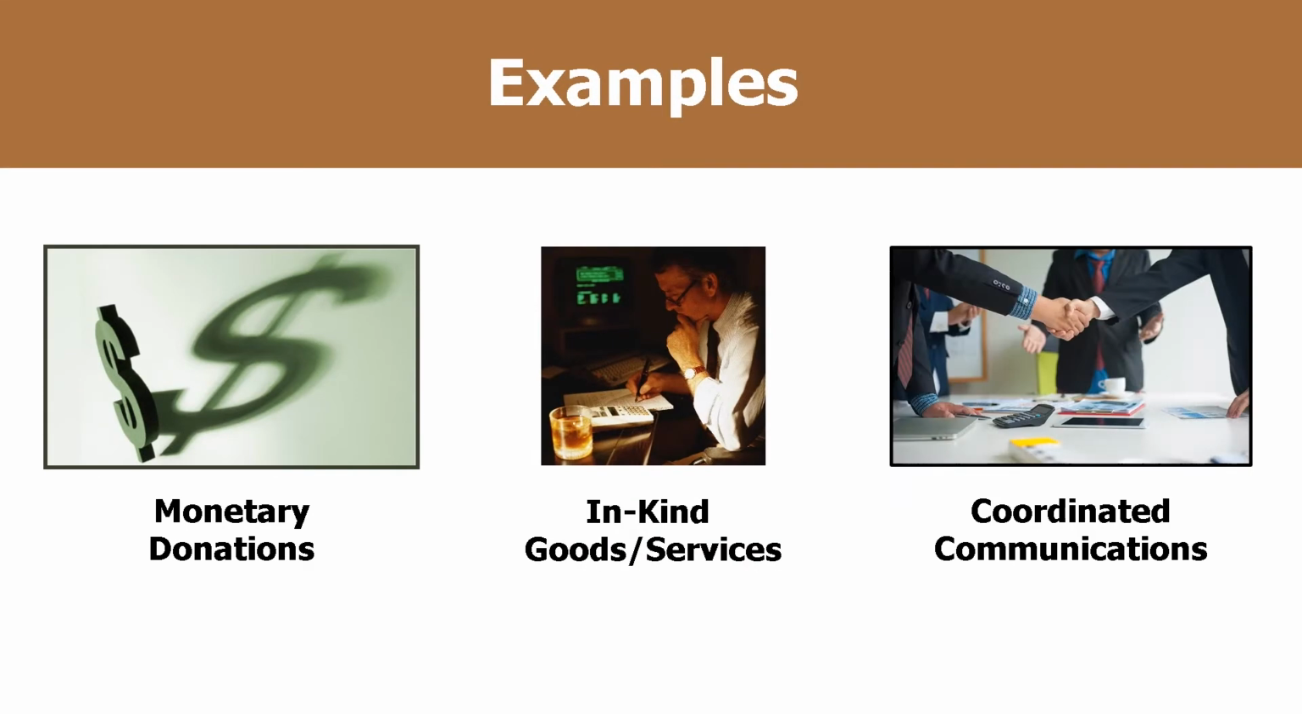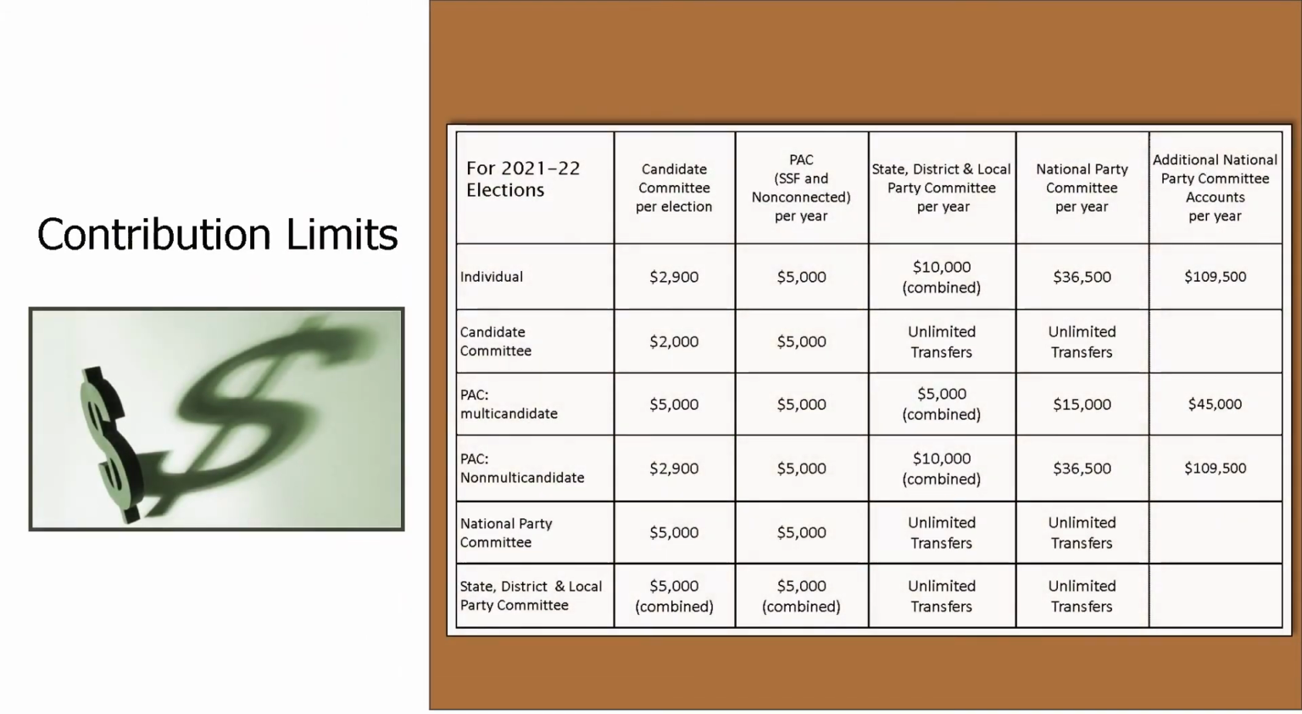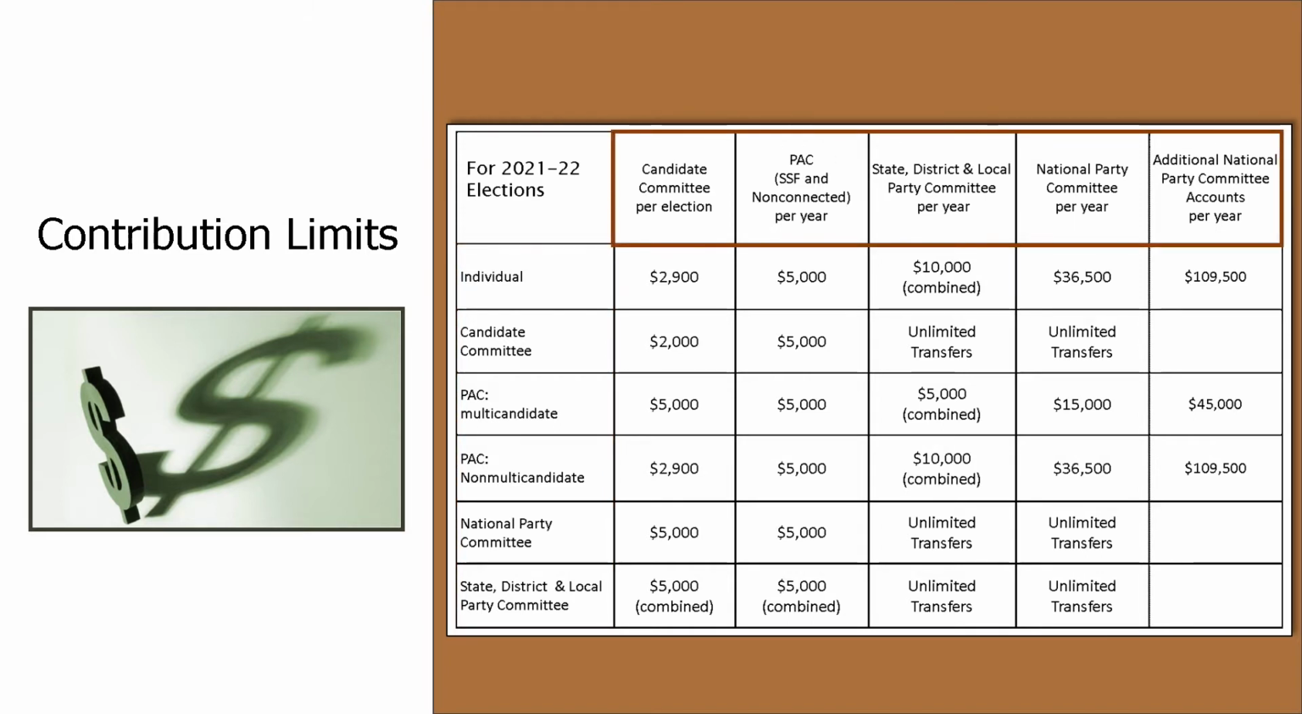Examples include monetary donations, the provision of goods or services at less than the normal charge, and certain election-related communications made in coordination with a candidate or party committee. Regardless of the type, all contributions are subject to the limits set forth in this chart. Donors are listed in the left column and recipients across the top. The highlighted limits are adjusted for inflation each election cycle, so they will increase over time.